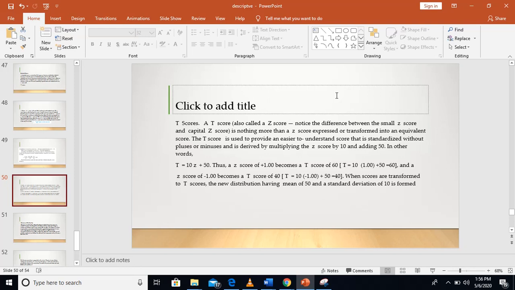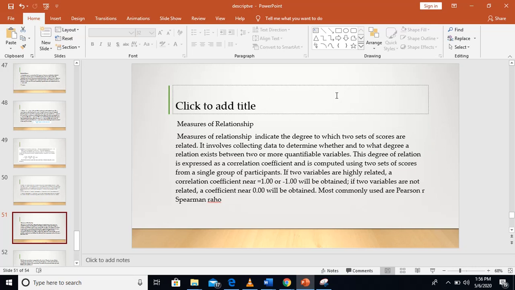Thus, a z-score of +1 becomes a t-score of 60. T is equal to 10 times 1 plus 50, which is equal to 60. And a z-score of minus 1 becomes a t-score of 40. T is equal to 10 times minus 1 plus 50, which is equal to 40. When scores are transformed to t-scores, a new distribution having a mean of 50 and a standard deviation of 10 is formed.